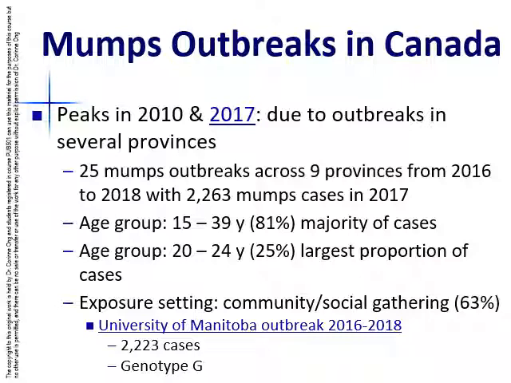During this time, there was a massive outbreak in Manitoba with more than 2,200 cases. This was a prolonged outbreak which started at the University of Manitoba that lasted for more than 2 years. The genotype of this outbreak-causing strain was G, which is a different genotype to the vaccine strain.